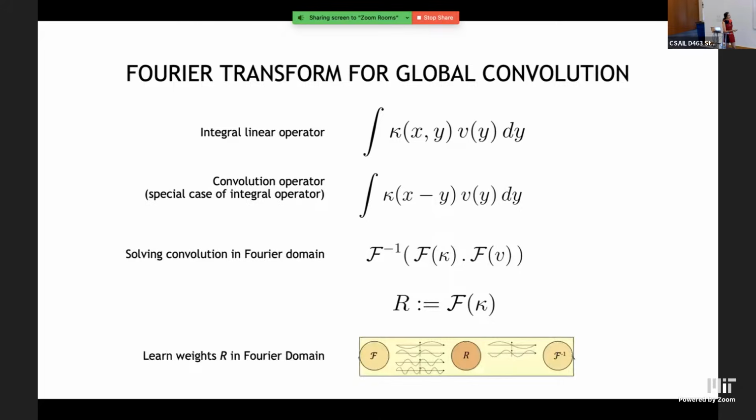But with that, our layer now becomes very simple in computing an approximation to the linear integral operator. So we are doing the Fourier transform, learning the weights. I'll just call this matrix R, which is the Fourier transform of the kernel, and multiplying with these weights in the Fourier domain and doing the inverse Fourier transform. So you don't have to first learn the kernel, then approximate it.